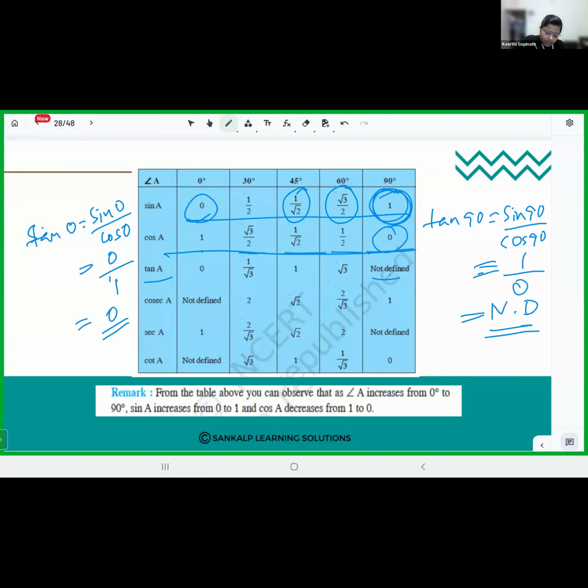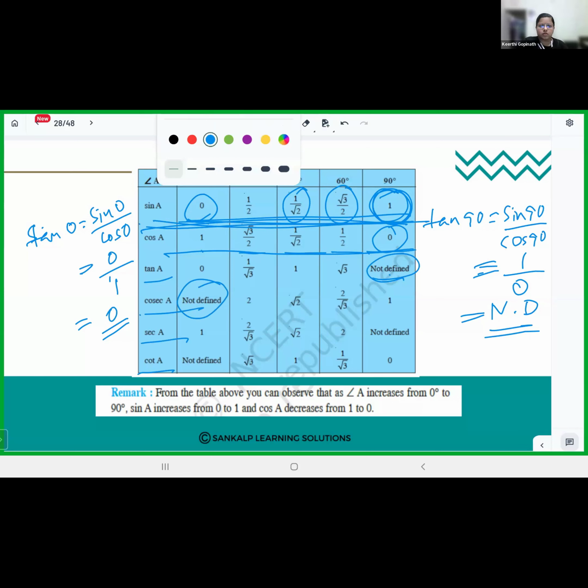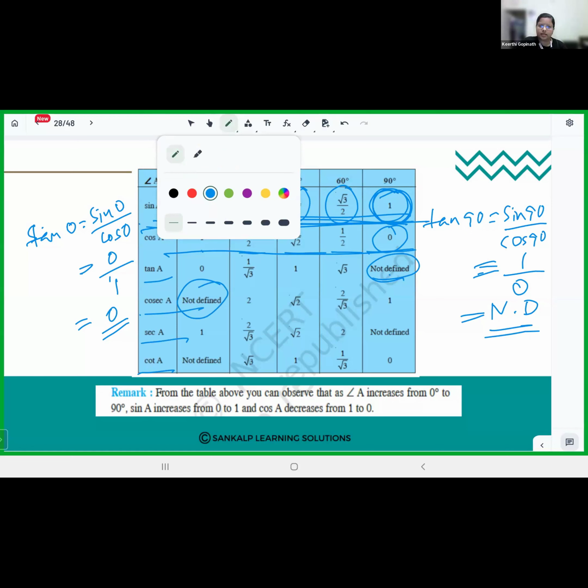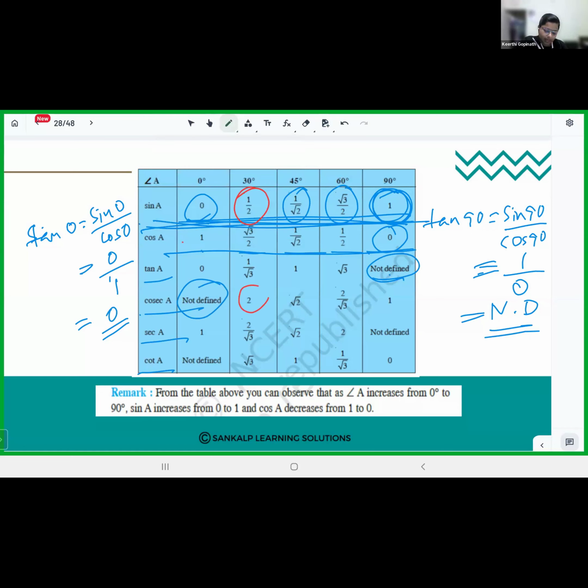Now how will you find out cosec, sec and cot? Just take the reciprocal of all these values. In order to get cosec, you just take the reciprocal of the sine values. So when you take the reciprocal of 0, it will become 1 by 0, that is not defined. And sine 30 is 1 by 2. If you take the reciprocal, it will be 2 by 1, that is equal to 2.